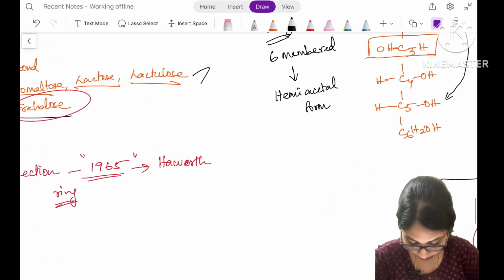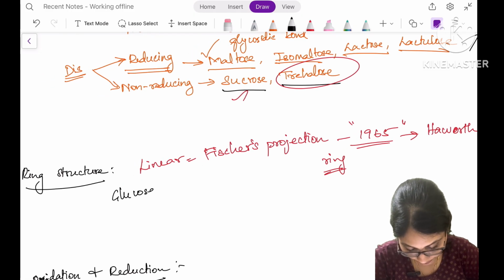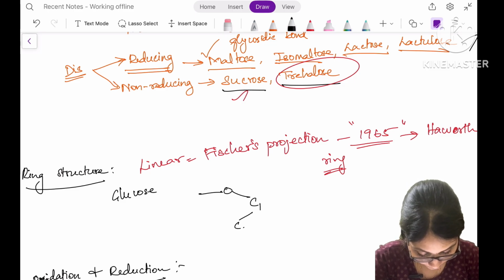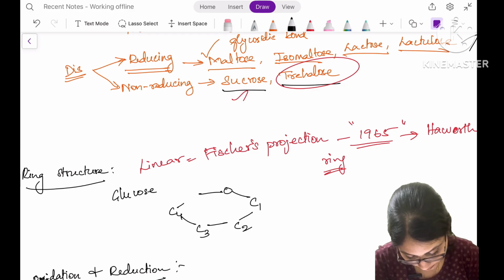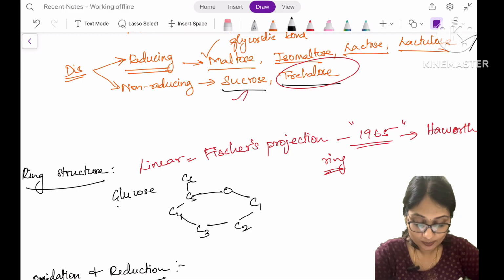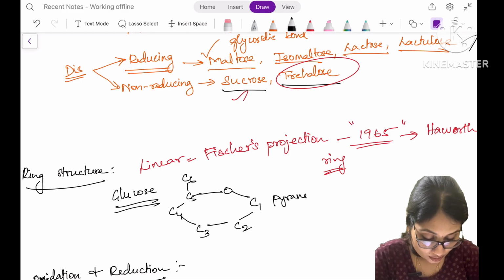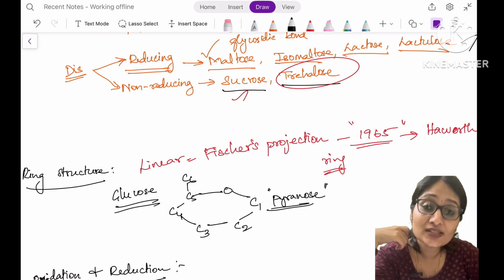So let me draw this. The ring structure for glucose looks something like this. So this is the first carbon, the second carbon, third carbon, fourth carbon, and then the fifth carbon, and the sixth carbon is attached here. This is nothing but the six-membered pyranose ring of glucose. So the glucose ring structure is six-membered. It is called the pyranose ring.